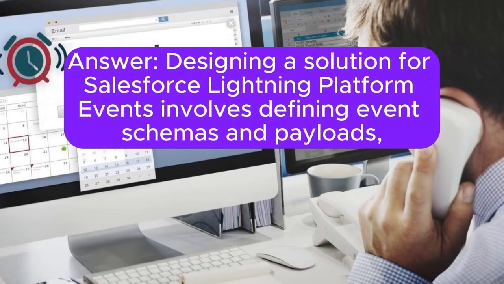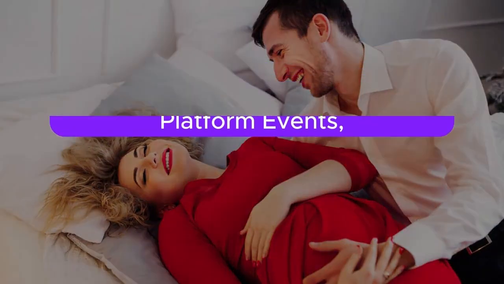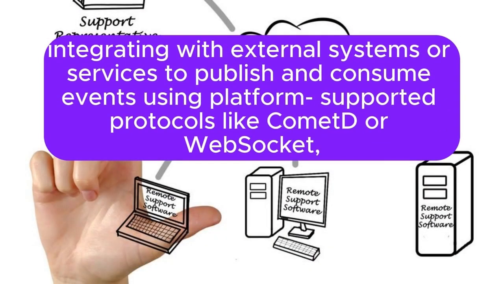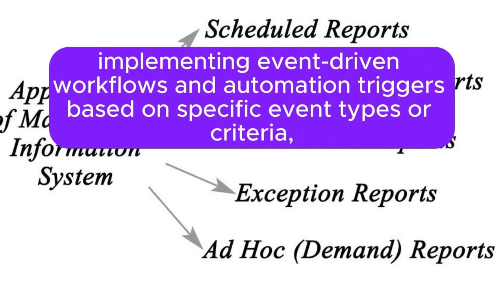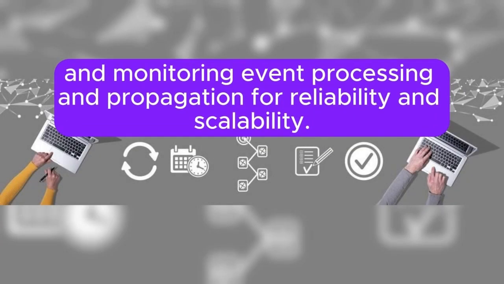Answer. Designing a solution for Salesforce Lightning Platform events involves defining event schemas and payloads, configuring custom event channels and subscriptions using Lightning Platform events, integrating with external systems or services to publish and consume events using platform-supported protocols like CometD or WebSocket, implementing event-driven workflows and automation triggers based on specific event types or criteria, and monitoring event processing and propagation for reliability and scalability.